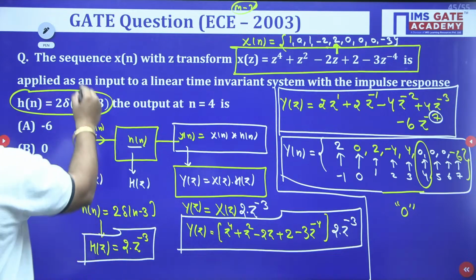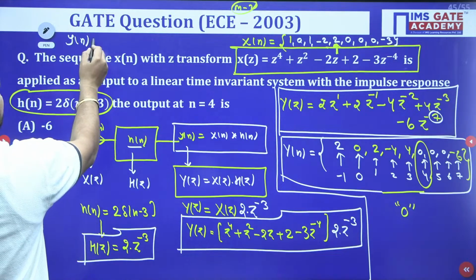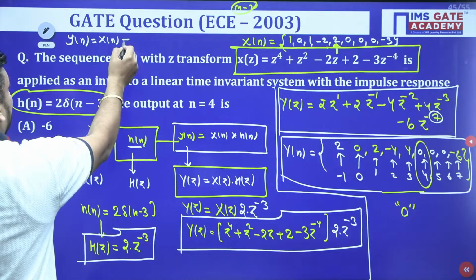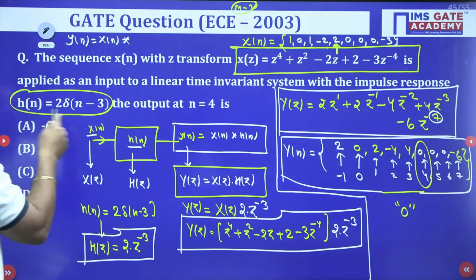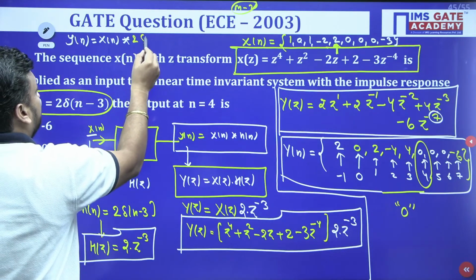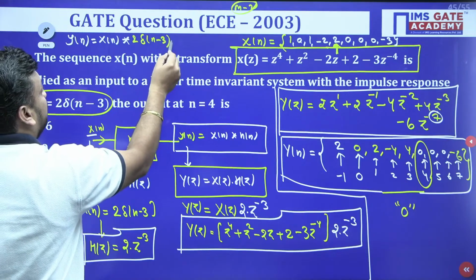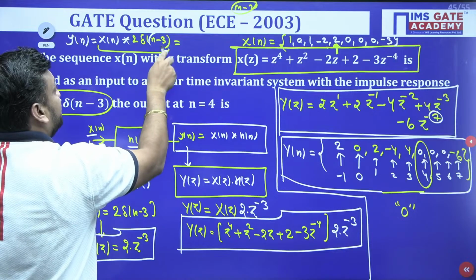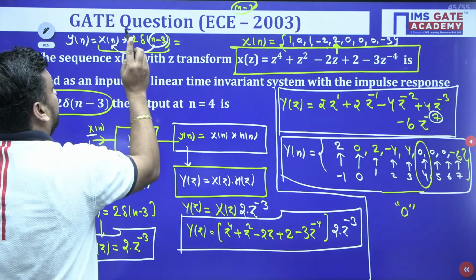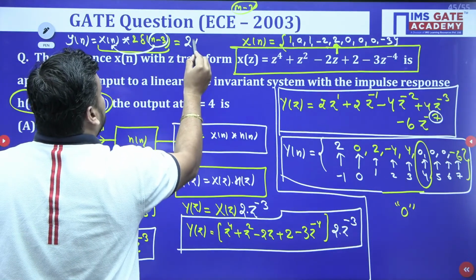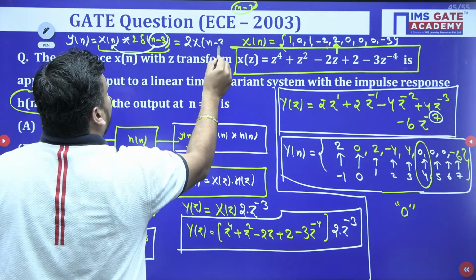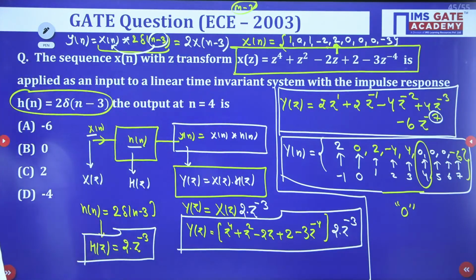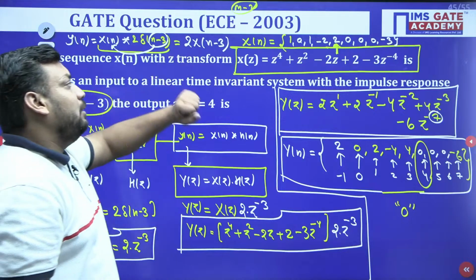And do you know my y of n is nothing but x of n convolution with h of n, and h of n, by the way, is 2 into del of n minus 3. And the convolution property says that whatever is inside the bracket, it will replace n. So finally you will have 2 into x of n minus 3. That is the only answer you have. 2 into x of n minus 3.